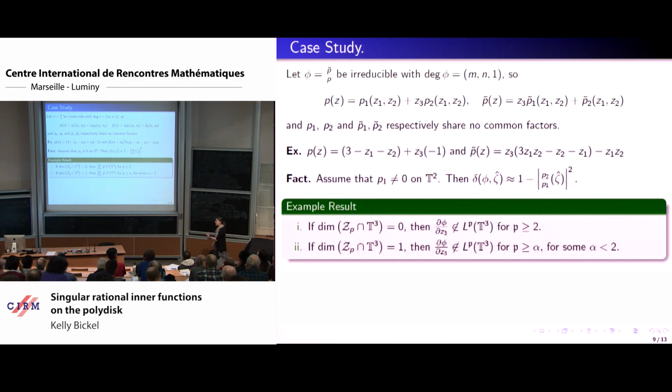However, if our singular set has dimension 1, then there's some cutoff that's less than 2. In particular, we conjecture that the cutoff is 3/2, but we haven't actually been able to prove that yet. In particular, these partial derivatives are going to be integrable at least up until 1. There's some alpha between 1 and 2 where they have to stop. We think it's 3/2, and then they're not integrable past that.